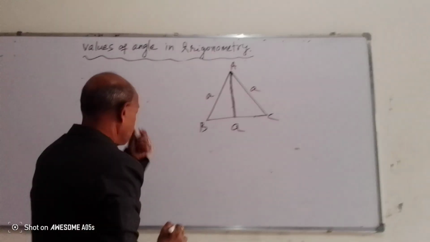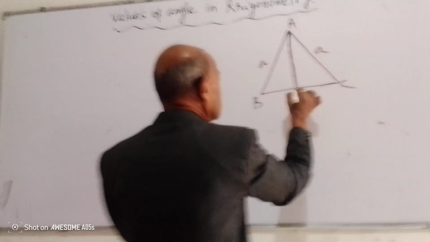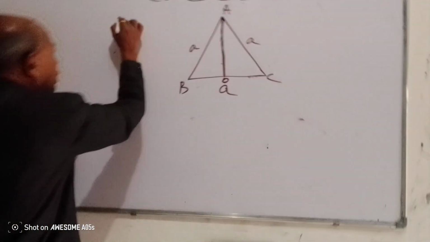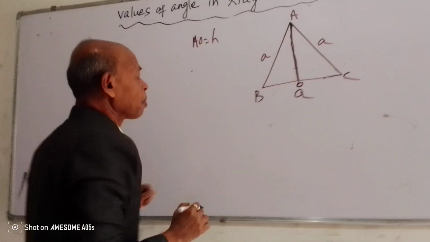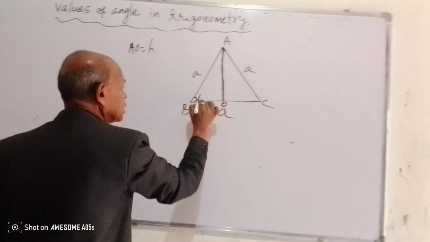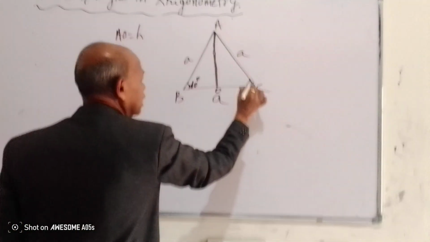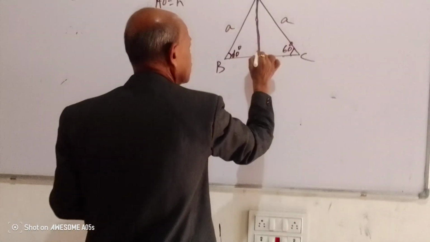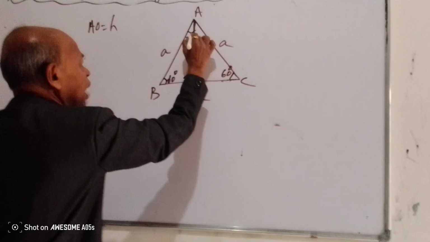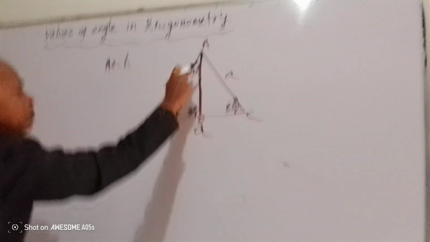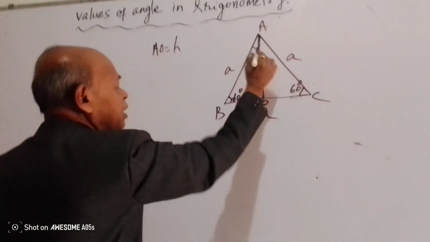Suppose this AO is your height. AO is equal to the height of the triangle. And you know, this angle is 60 degree and this is 90 degree. Means this is 30 degree, because you know the sum of the three angles of a triangle is 180. 60 plus 30 is 90, plus 90 is 180. So it will automatically be 30 degree.